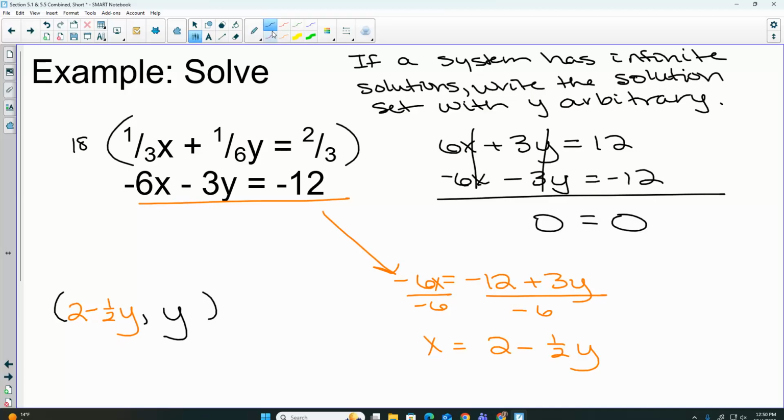If I tell you to keep y arbitrary, that means you keep the variable y. If I said x arbitrary, you would keep x and you would solve for y. So you're just describing the points on the line. Is that one okay? Let's try one on our own and see how we do.